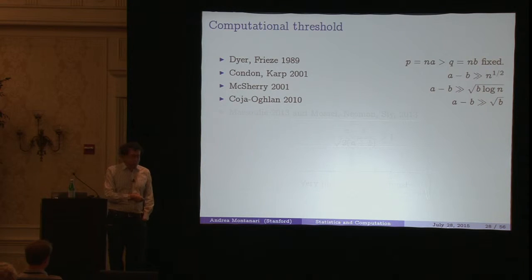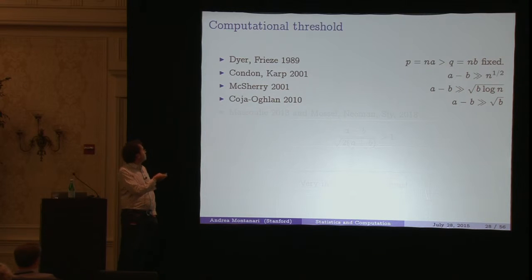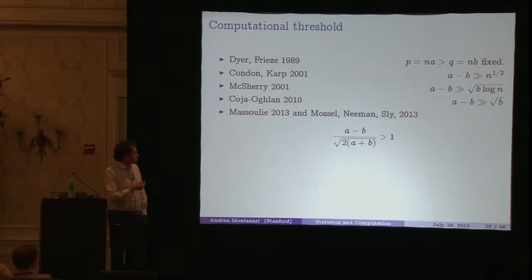On computational thresholds, there is a long history that dates back to Dyer, Frieze, Karp, and others. But eventually, the question was settled by the same people and independently by Laurent Massoulié, and they proved that there is an algorithm that works as soon as the same ratio is bigger than 1. Okay, so under the same condition.